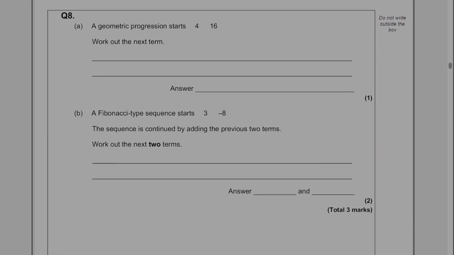Right, question 5. A geometric sequence starts 4, 16. Work out the next term. So geometric means that there's a multiple between them. So we can see here we've times by 4. So our next term would also need to be times by 4. So we need to do 16 times by 4, which would give us 64.